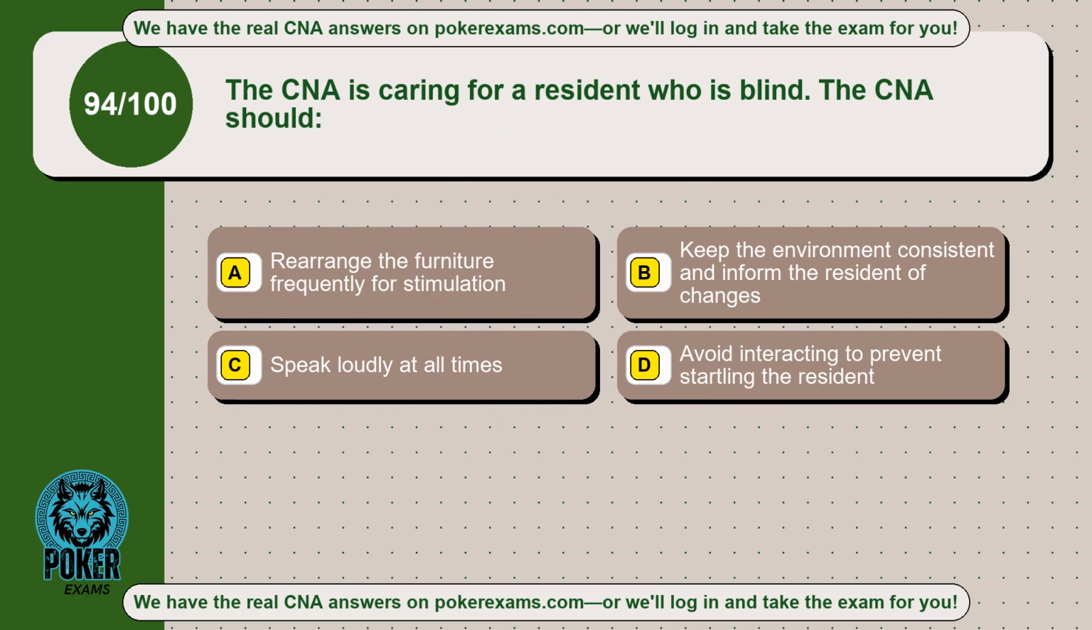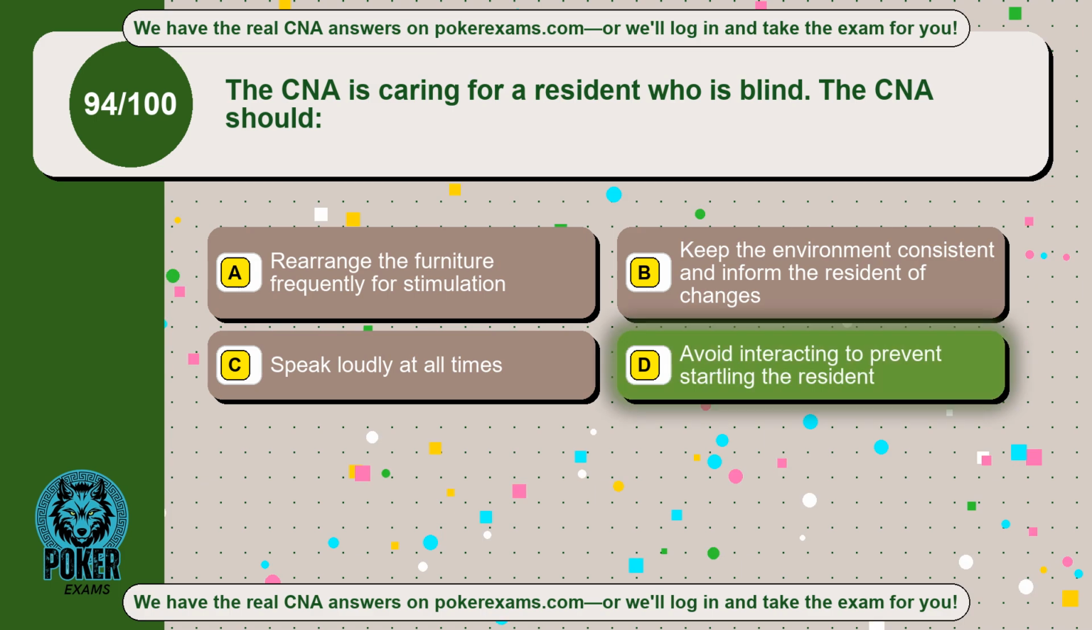Question 94. The CNA is caring for a resident who is blind. The CNA should. Option A. Rearrange the furniture frequently for stimulation. Option B. Keep the environment consistent and inform the resident of changes. Option C. Speak loudly at all times. Option D. Avoid interacting to prevent startling the resident.